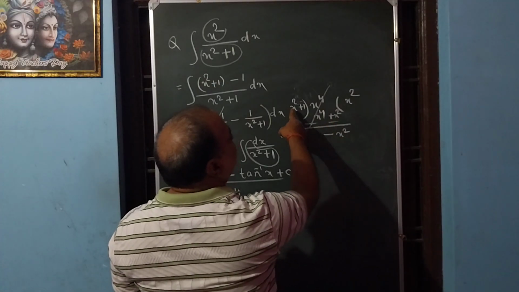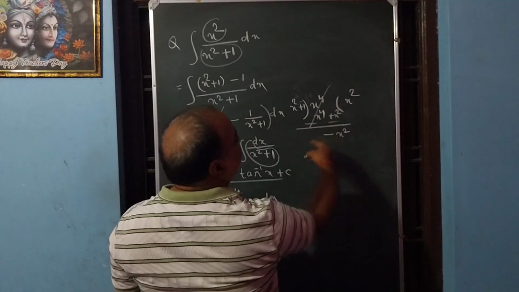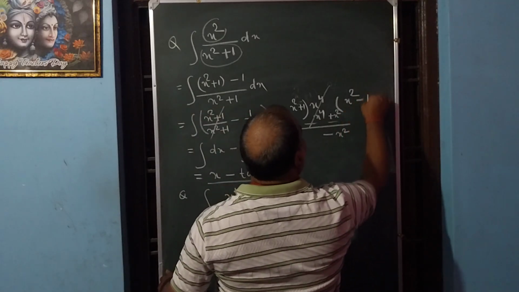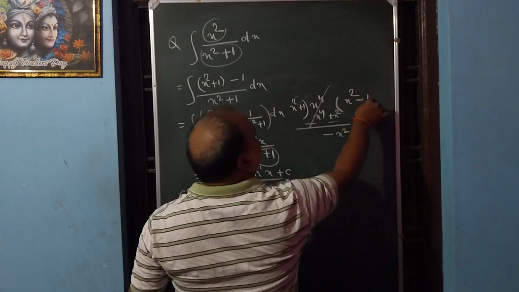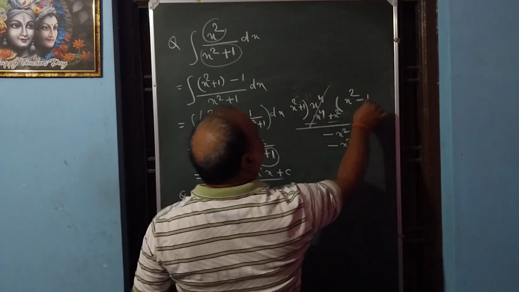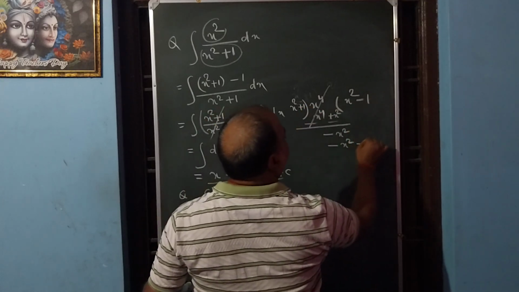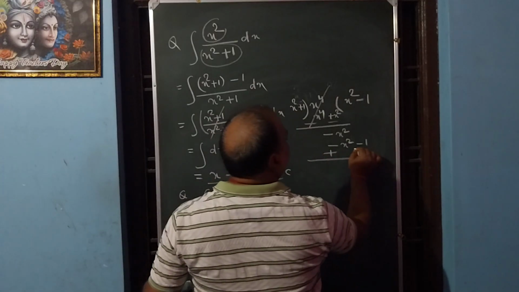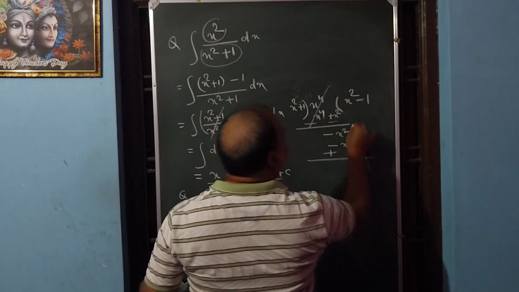So what quantity will multiply with x square? This will cancel. So that will be minus 1. So x square is multiplied by minus 1, the result is minus x square. Then 1 will multiply here by minus 1, then it is minus 1. Then the sign will be changed. Plus, it is also plus. So this will be cancelled.